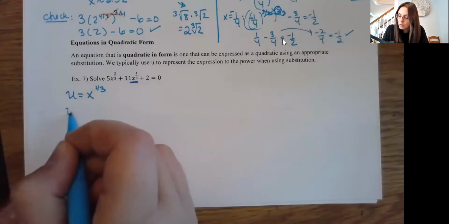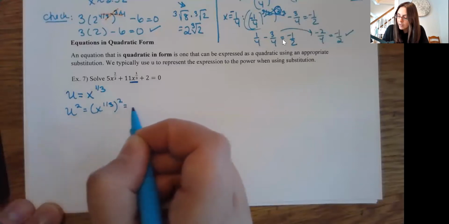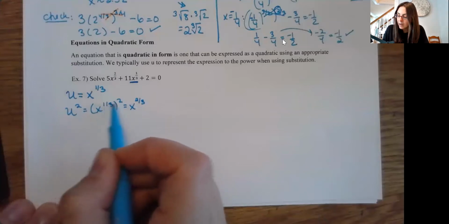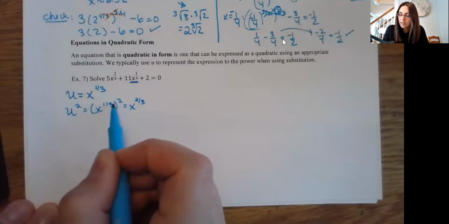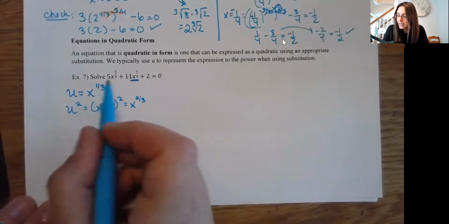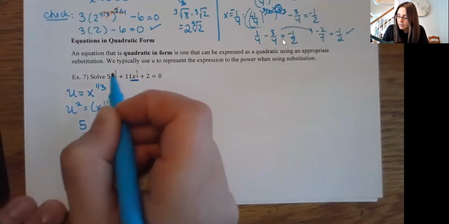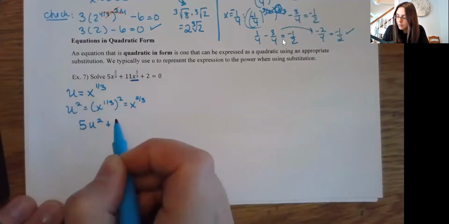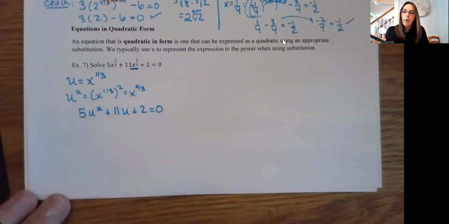Then what happens is u squared is equal to x to the 1/3 squared, which is the same thing as x to the 2/3. When we multiply here, remember you multiply straight across. So this is 2 over 1. So 2 times 1 and then 3 times the 1 in the denominator. So I'm going to replace the x's here with the u notation. So I have 5, and then instead of x to the 2/3, I'm going to use u squared. Here, instead of x to the 1/3, I'm going to use just u. And then now you can see that it looks like a more normal problem.